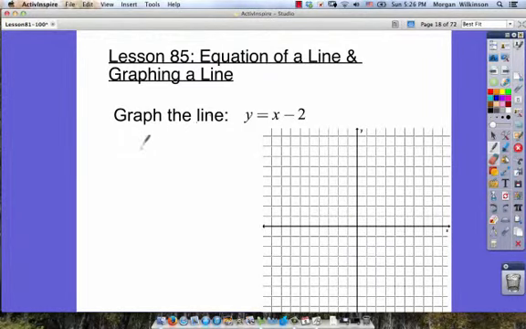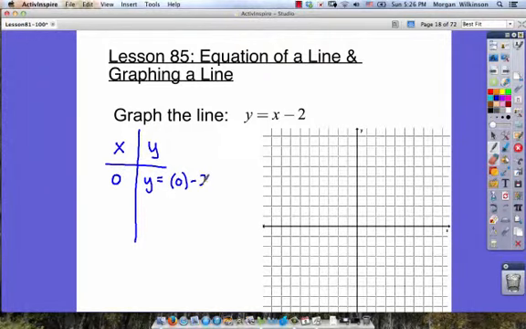So in order to graph a line, what we're always going to do is make a table of x values and a table of y values. We're going to need to pick a value for x and then solve for y. A nice one to pick for x all the time is 0, because we can find out what y is by substituting 0 for x, because that's what we picked.